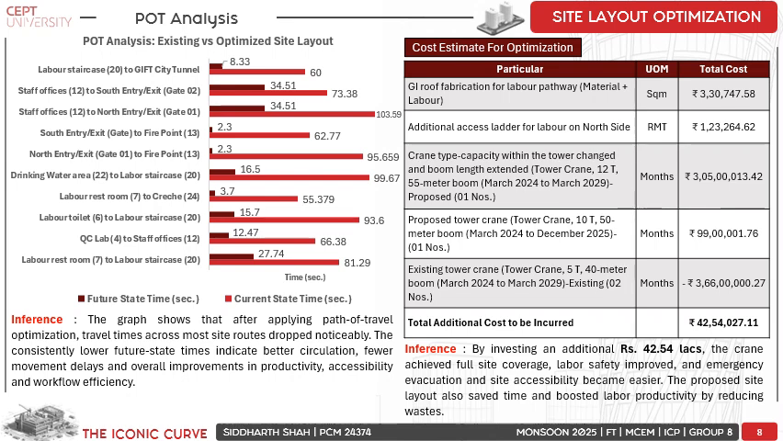So by investing an additional 42.54 lakhs, the crane achieved the full site coverage, labor safety improved, and emergency evacuation and site accessibility became easier. The proposed site layout also saved time and boosted labor productivity by reducing waste.